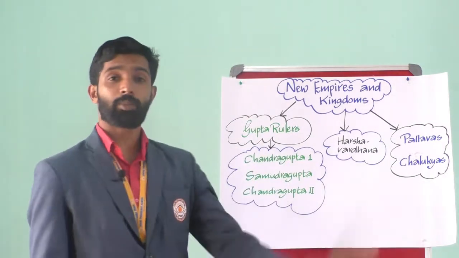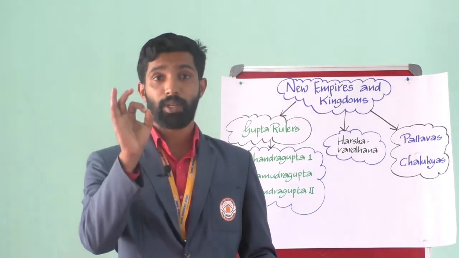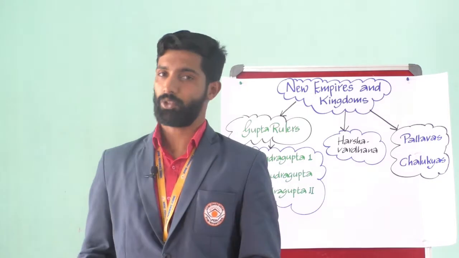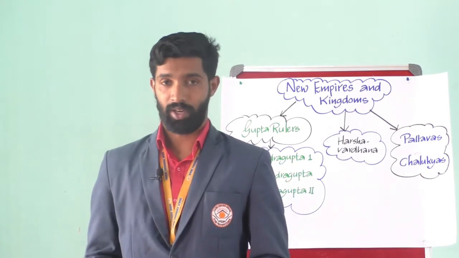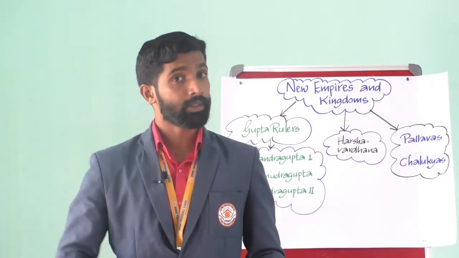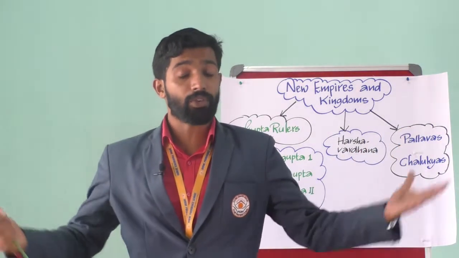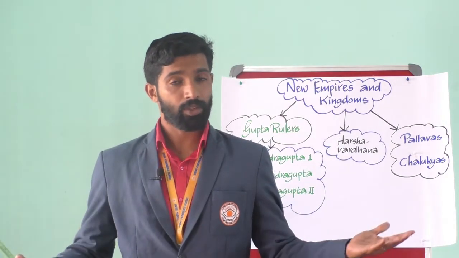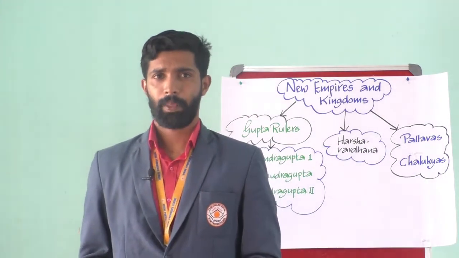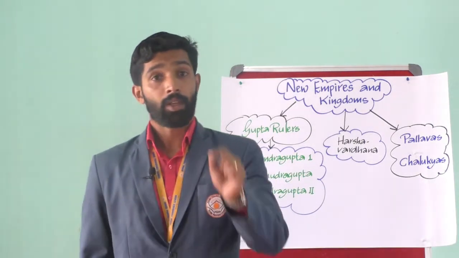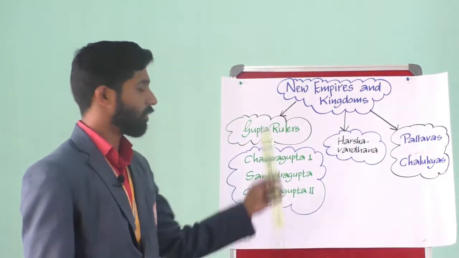The first, Chandragupta I. Chandragupta I was the first important ruler of the Gupta dynasty, and he adopted the title of Maharajadhiraja, or King of Kings. Clear? So who is the King of Kings? According to history, it is Chandragupta I. And who is Samudragupta? Chandragupta was succeeded by his son, Samudragupta.